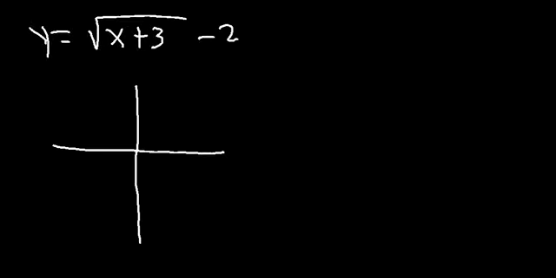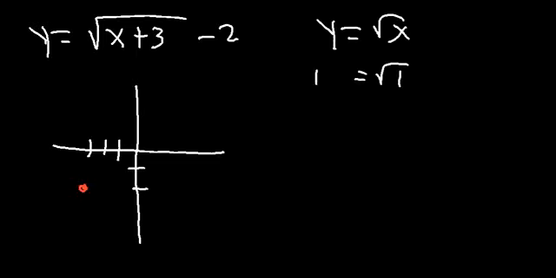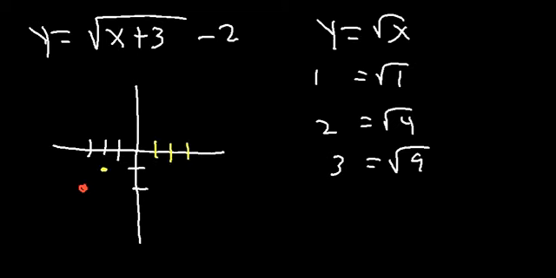So the origin, it's shifted 3 to the left and down 2. So it's going to start over here. Now the parent function is the square root of x. The square root of 1 is 1, and the square root of 4 is 2, and the square root of 9 is 3. So as we move 1 to the right, go up 1. As we move 4 to the right, go up 2. So that's going to be somewhere over here. And as you move 9 to the right from your original point, go up 3.